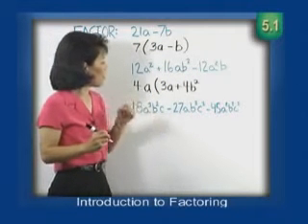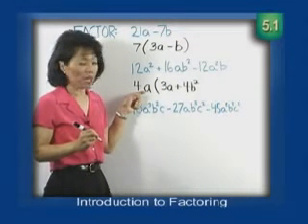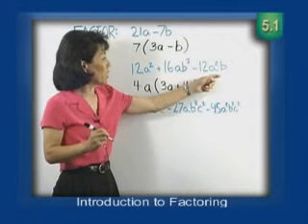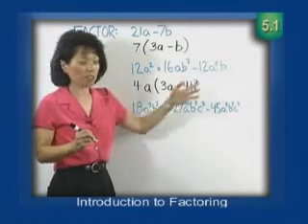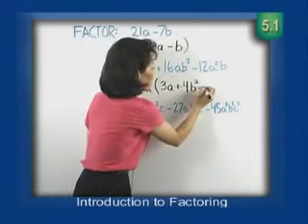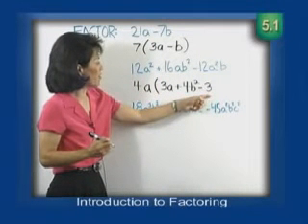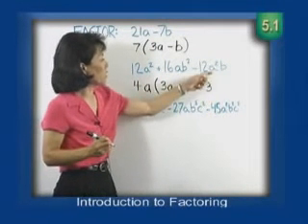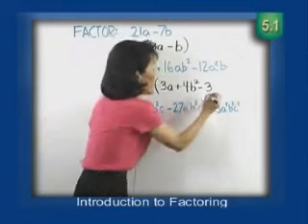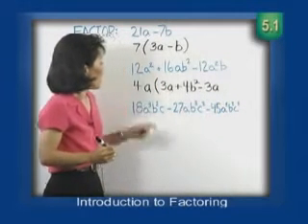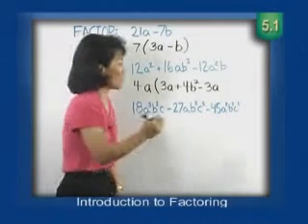Finally, with our last term, 4a times what gives me negative 12a squared b? Well, I need a negative 3 again because I have a negative 12 there. 4 times negative 3. I have an a, but I want to get an a squared, so I have an a that's missing. And also, I need a b, so I'm going to add that as well.